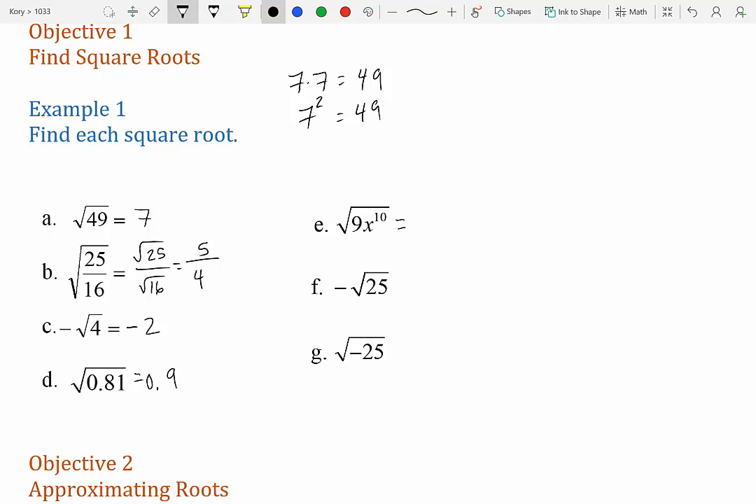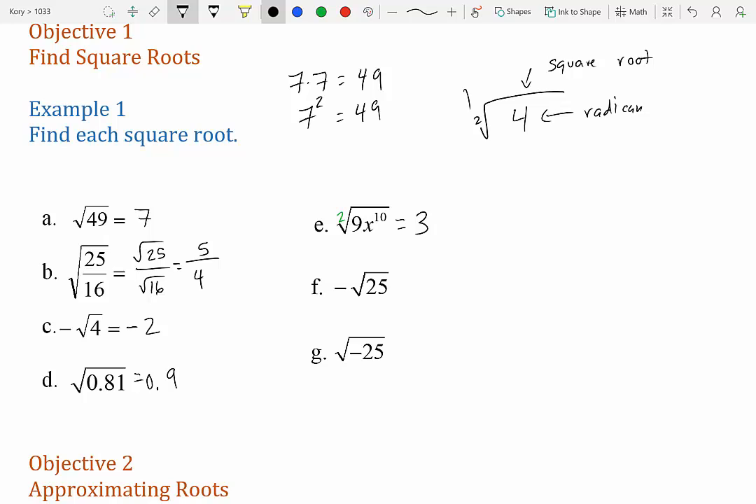Alright, now we have letters involved. Pay attention afterwards, so we'll get to those. The square root of 9 is 3. Now, I don't know if you know this, I hope you do, but the index is 2. Now, if you don't know what I'm talking about, this is called the radicand. That's the square root.